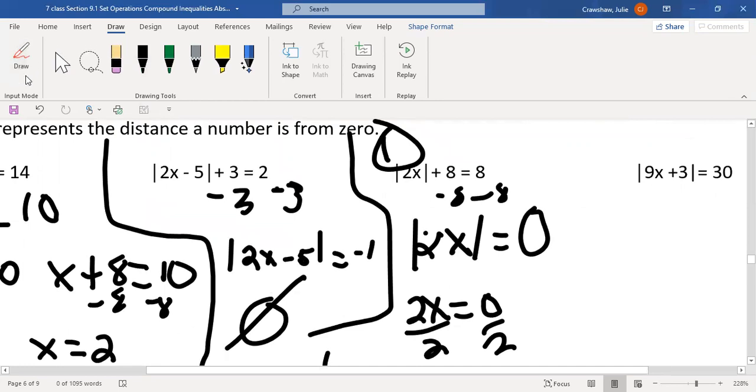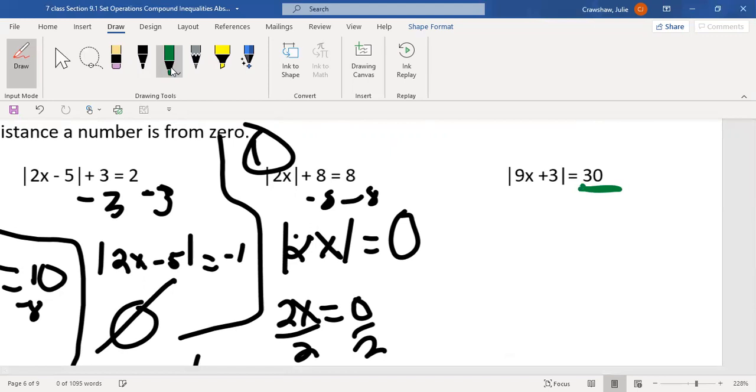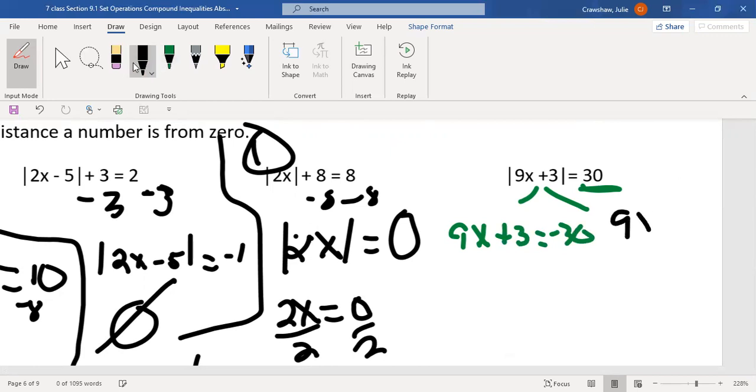Now my last equation, I don't have to get the bars by themselves because they already are, but because that's a positive 30, I'm going to have two different equations. 9x plus 3 equals a negative 30, that's one situation, or I could have 9x plus 3 equal a positive 30. Because both negative 30 and positive 30 are 30 units away from 0.